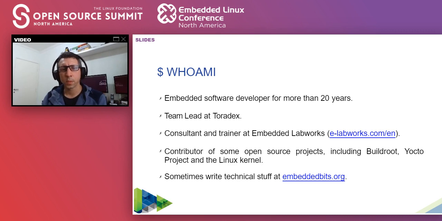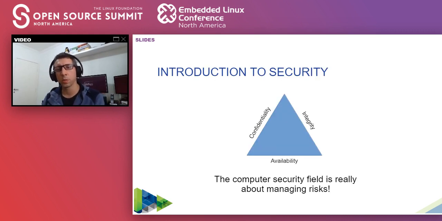So let's start with an introduction to security, and then we can talk about the technical stuff. What is security? When you talk about security, we really mean we want to protect something that has some value. In an embedded device, we're talking about, for example, our code. We want to protect the integrity of the code. Or maybe we want to protect the data that's inside the device. We want to guarantee the confidentiality of the data in the device.